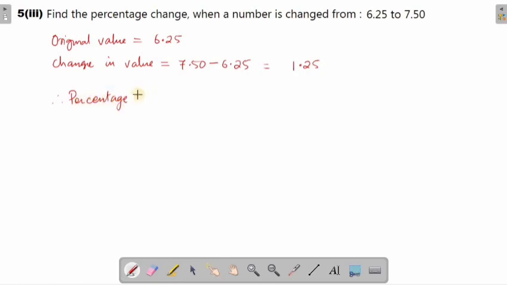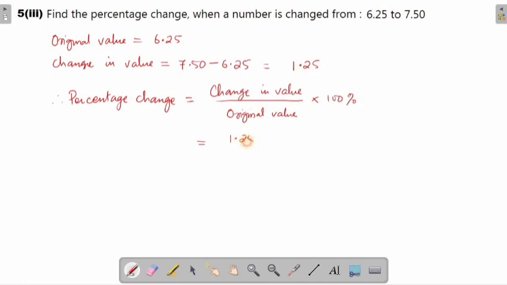So therefore, we have the value of percentage change. As per the formula, it is change in value divided by original value into 100%, right? So let's put the values now. We have the change in value, 1.25, divided by the original value. The original value is 6.25 into 100%.